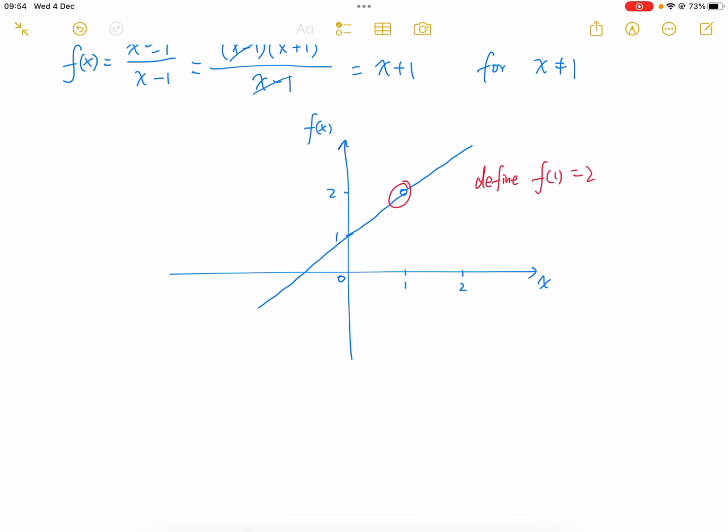So in this case, the discontinuity is removable because we can redefine the function at that point to make it continuous. This is why it's called a removable discontinuity. We can fill in the hole by defining the function properly.